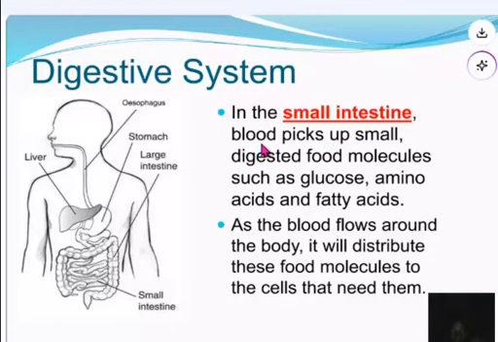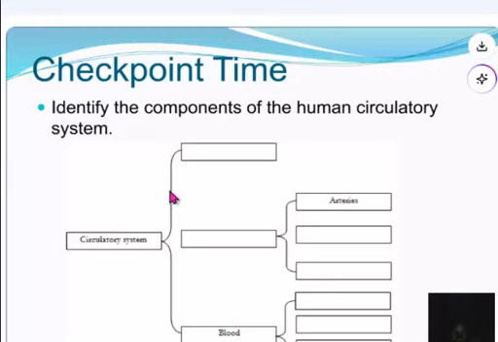In the small intestine, blood picks up small digested food molecules such as glucose, amino acids, and fatty acids. As the blood flows around the body, it will distribute these food molecules to the cells that need them. So that is the function of that container. The small intestine picks up the digested food. Then the liver, stomach, large intestine, you can see. And this is the esophagus. So that is that checkpoint.